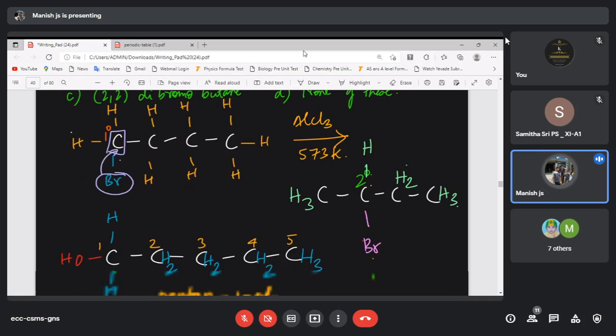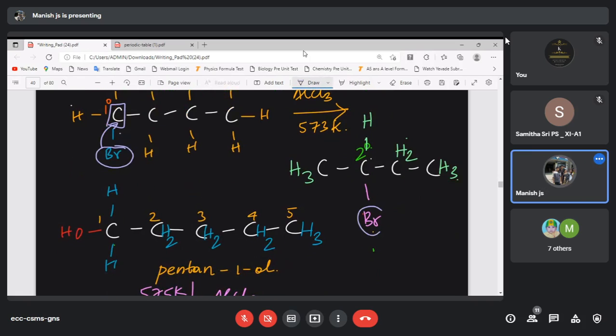Same thing, now check here. This bromine-attached carbon is attached to how many carbons? It is attached to 2, sir. 2 carbons. Yes, one on the left side and one on the right side. That is why we call this a secondary carbon atom. So a primary carbon atom is getting converted to a secondary carbon atom in the presence of aluminium trichloride.